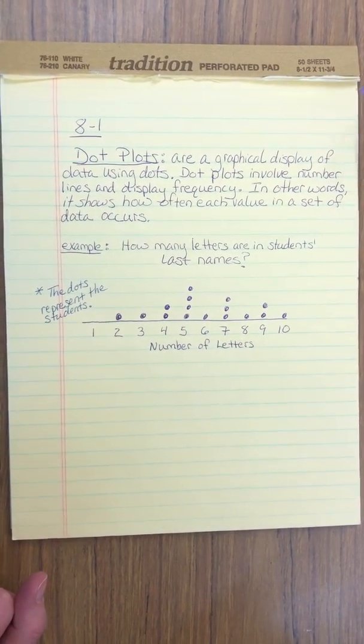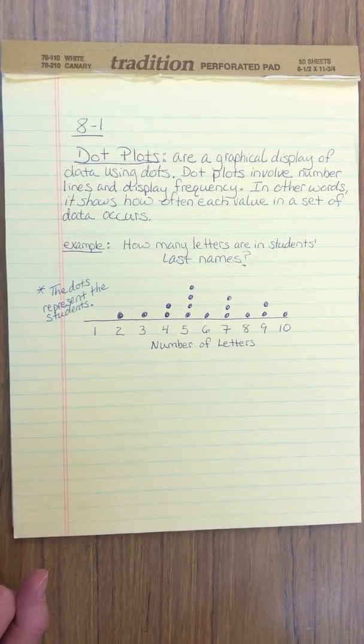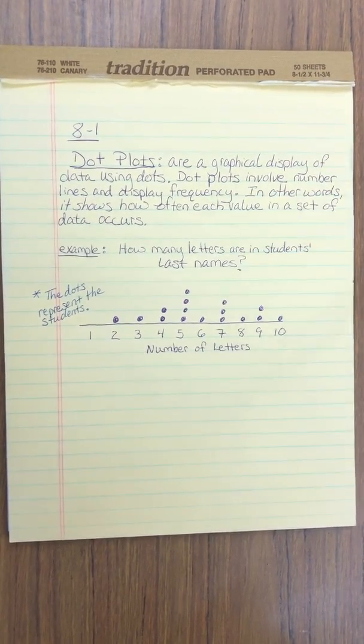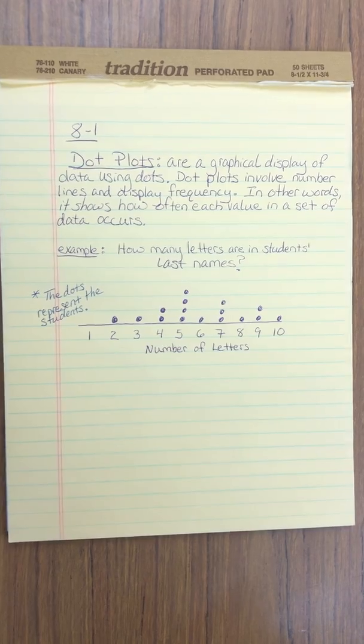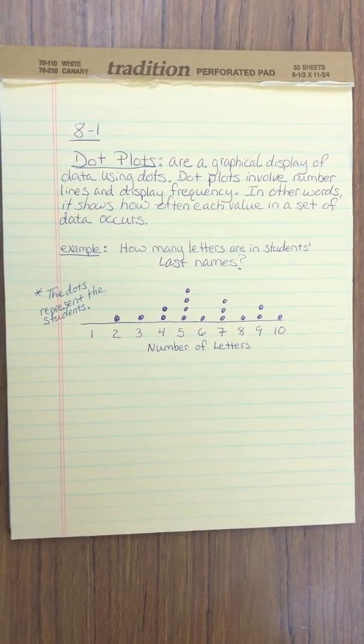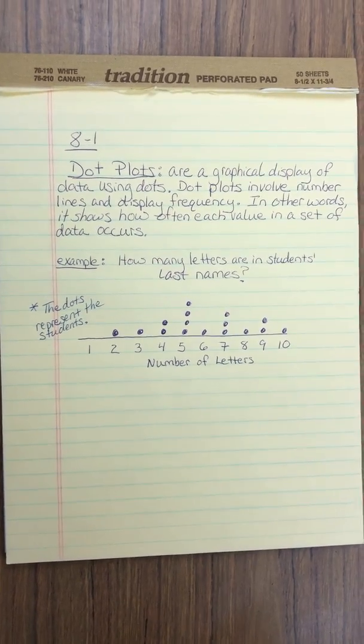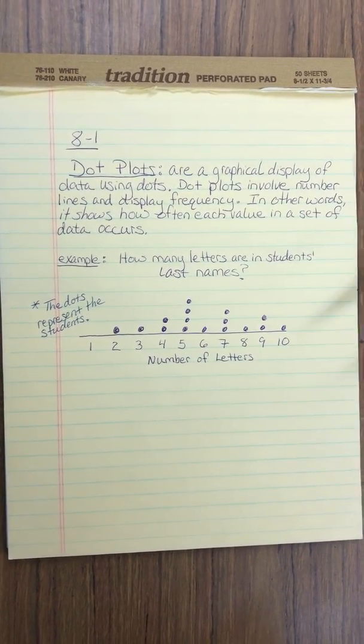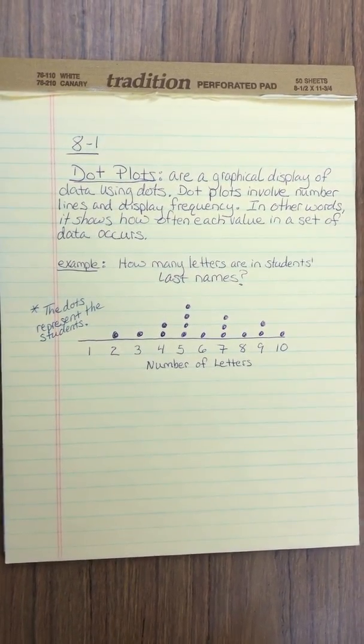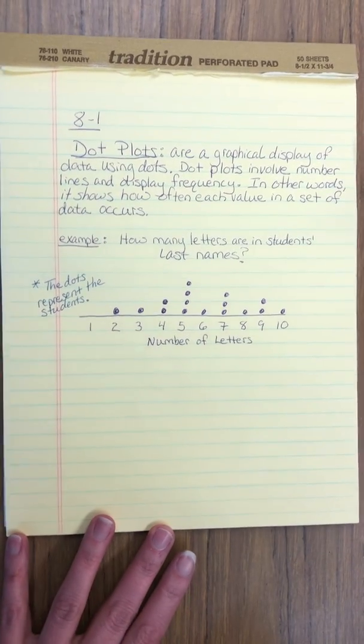So here are the notes for 8-1. We're going to learn about dot plots today. They're fairly simple. It's just a graphical display of data using dots. Think of a number line with dots above it. It's going to show frequency. In other words, it shows how often each value in a set of data occurs.